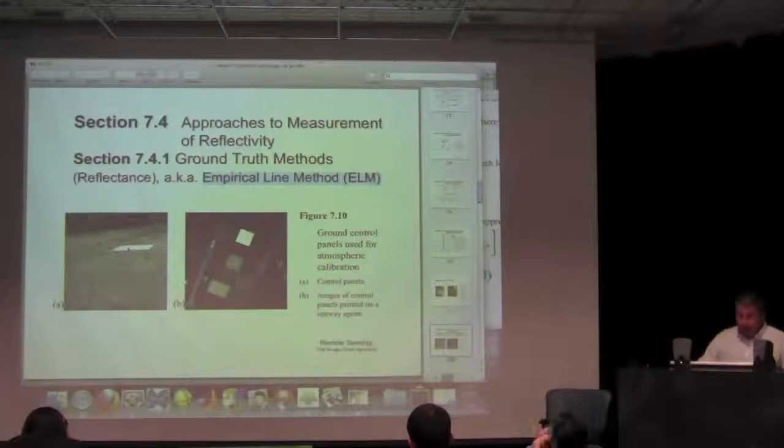These are panels that we've had out on experiments that we've done here at RIT. This is actually out at Wright-Patterson Air Force Base on one of the runways. They actually painted very large targets on the ground, right on the runway itself. They actually painted resolution targets out there on the runway too.